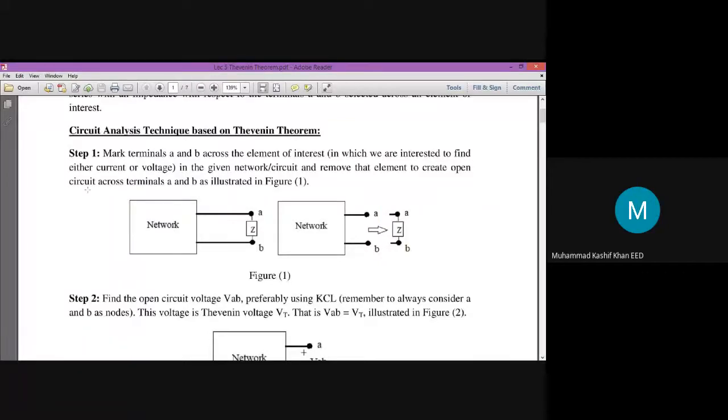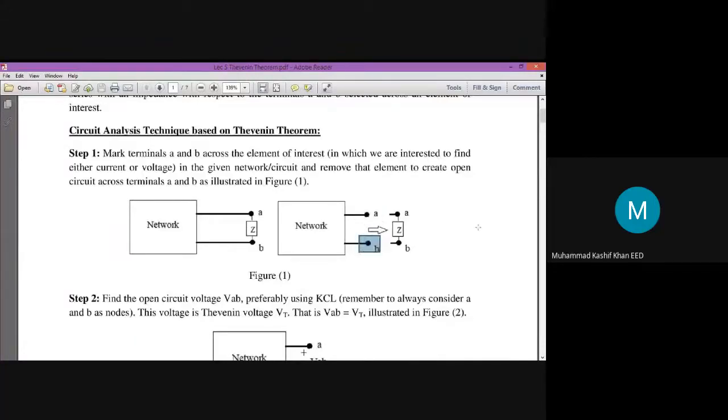For example, this is a whole circuit diagram. In this whole circuit diagram, the Z impedance is our element of interest. So let's say we have to find out voltage drop across this element of interest impedance Z. So the first step, you will remove the element of interest and you will mark the points A and B. Once you have marked the points A and B, then in second step to find out the voltage drop, the potential at point A and point B.